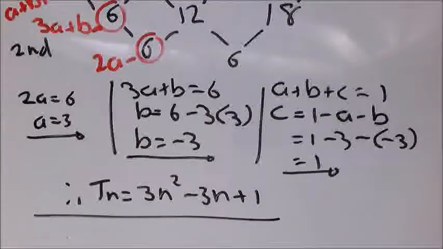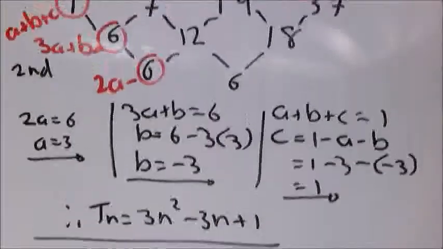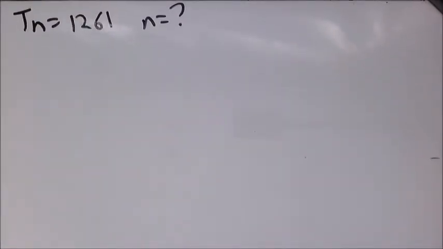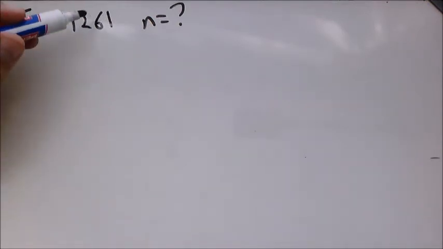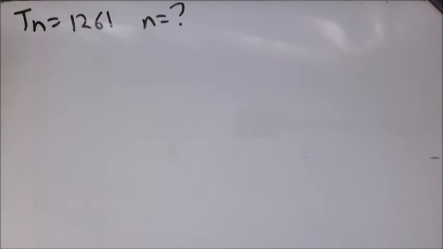Can you see it took us about 1 minute, maybe less, 30 seconds. And this is 4 marks. 4 marks for 30 seconds, I think. Okay, now let's take a next question. So now, based on this equation that we just got, they tell us Tn equals 1261. Which term is equal to that?